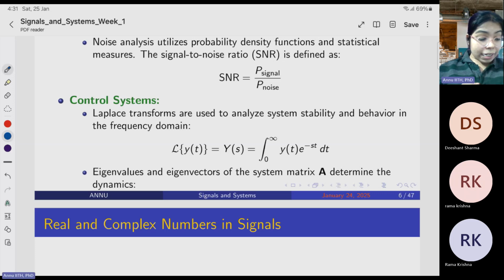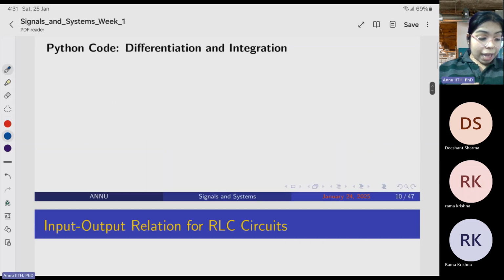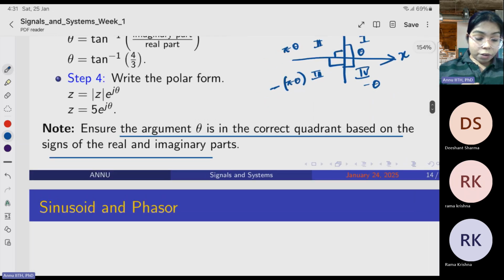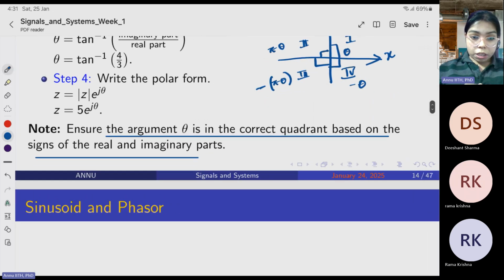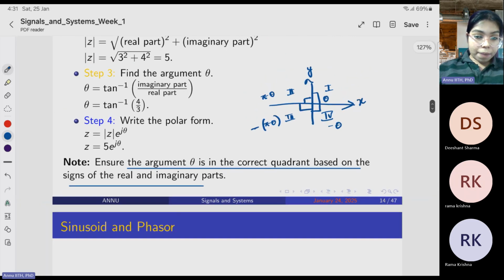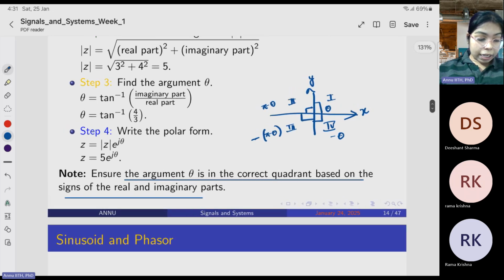I have covered 10 questions and Python codes associated with them. Since the content was not much for week one, I'm stopping 10 minutes before the class timing, and even if you have a doubt, I can stay here. You always remember the quadrant part. It's very, very important in order to calculate theta.